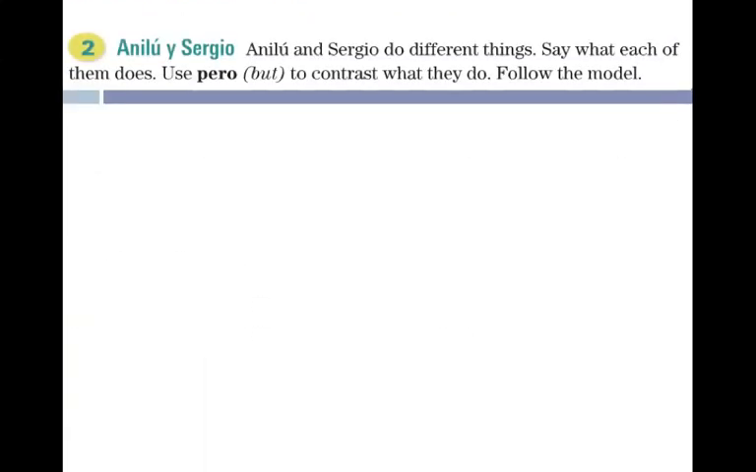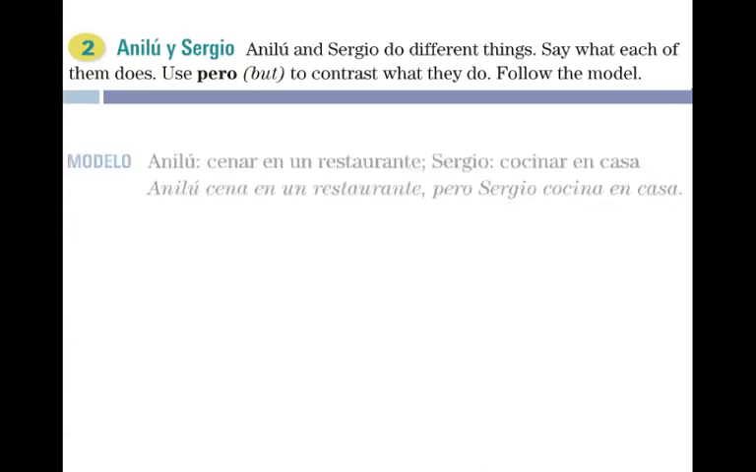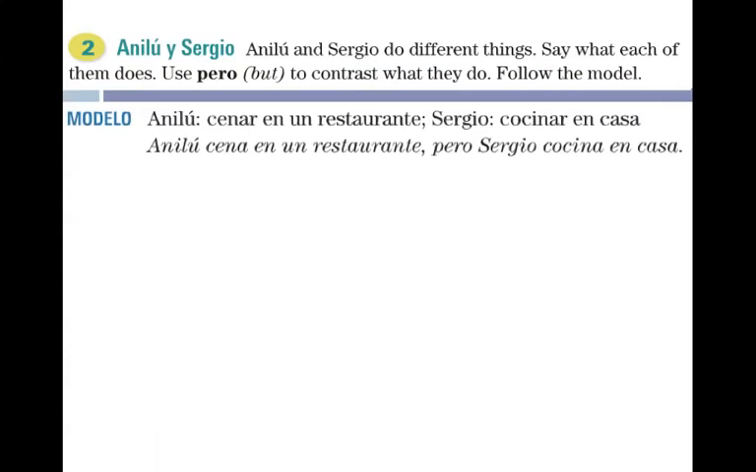Now un poco de práctica. Anilu y Sergio. Anilu and Sergio do different things. Say what each of them does and put pero, but, in between to contrast what they do. So let's take a look at this model. The modelo, Anilu, cenar en un restaurante. So we have Anilu, and we need to say that she dines in a restaurant. Then we need to say, but Sergio, and we have cocinar en casa, cooks at home.